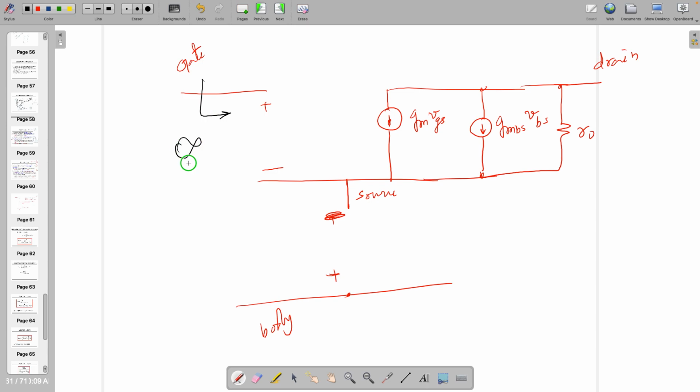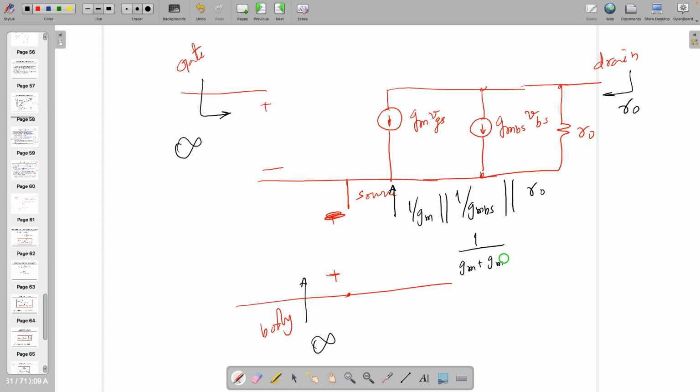It's very simple, right? Looking from body, looking from drain. So VGS and VBS are at 0, so this is only R0, right? Looking from source, it's the same. You wanted to say something: 1 by GM plus GMBS, it's the same, right?